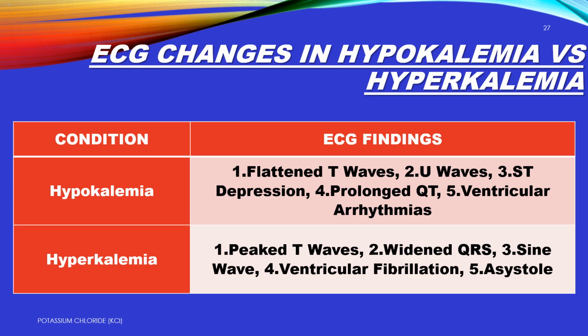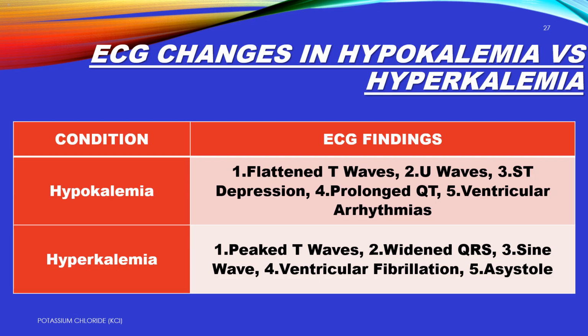Hypokalemia. 1. Flattened T waves. Low potassium levels can cause T waves to become flattened or inverted. 2. U waves. U waves may appear, which can be a sign of hypokalemia. 3. ST depression. The ST segment may become depressed, indicating potential cardiac issues.